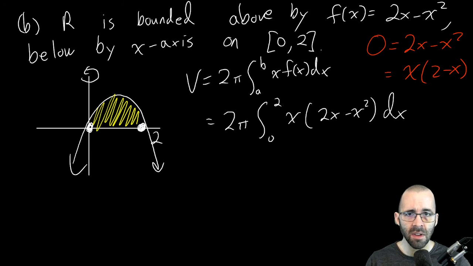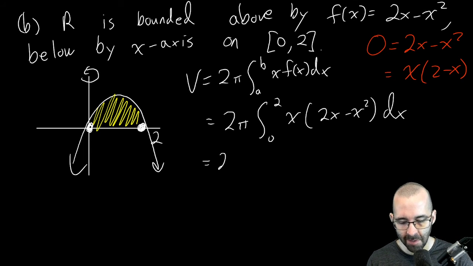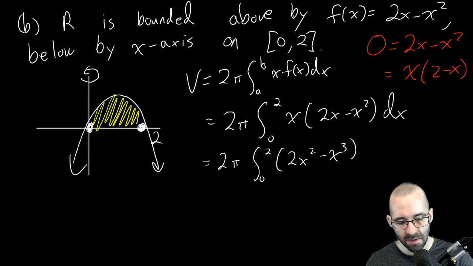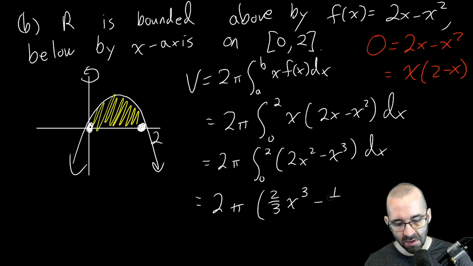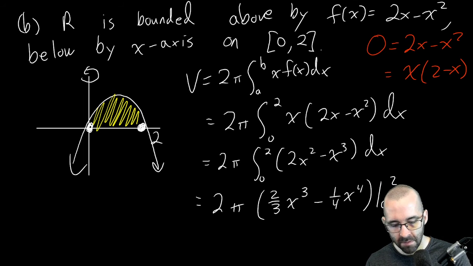Remember how products work with integrals? In derivatives, you need the product rule. With integrals, you need to get rid of products most of the time, or you can try a u substitution. U substitution is not going to be great here. We're just going to distribute. That'll give us 2x squared minus x cubed. And now we can take the antiderivative. We get 2/3 x cubed minus 1/4 x to the 4th from 0 to 2.